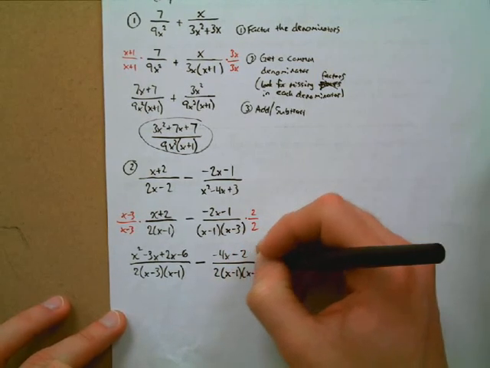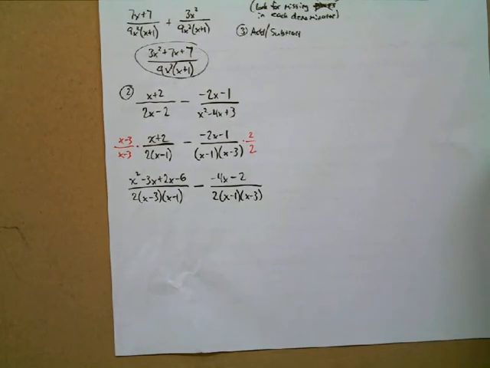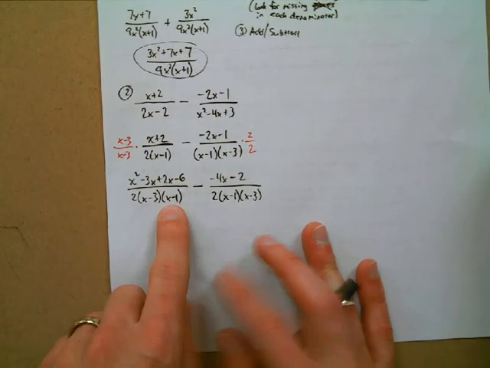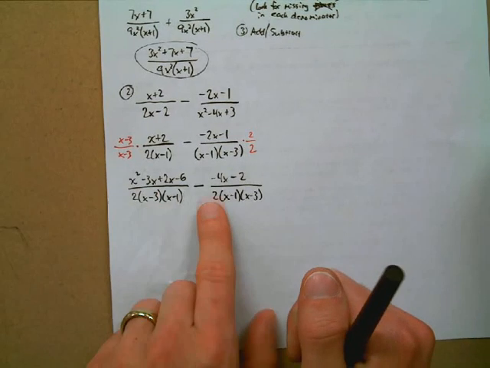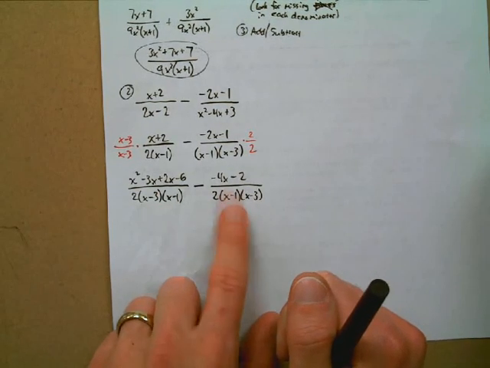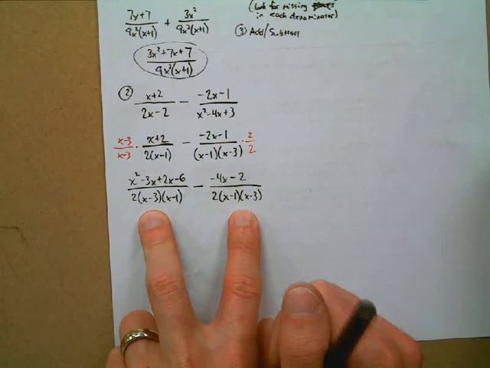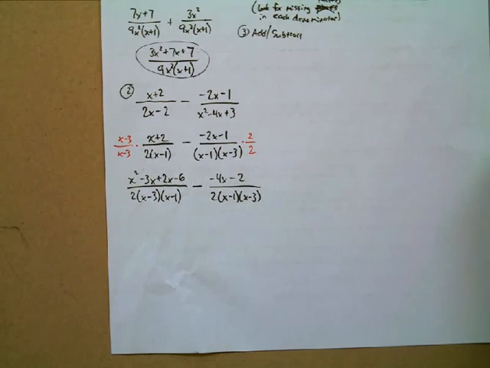Is it a problem that I have 2 times x minus 3 times x minus 1 in this denominator, and 2 times x minus 1 times x minus 3 in this denominator? Does that mean they're not like anymore? No, with multiplication you can change whatever order you want. If it's all multiplication, the order doesn't matter. 2 times 3 times 4 is the same thing as 4 times 3 times 2, is the same thing as 3 times 4 times 2, is the same thing as 3 times 2 times 4. You change the order around, so this product is the same as this product.